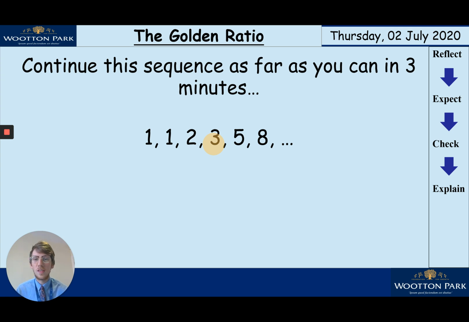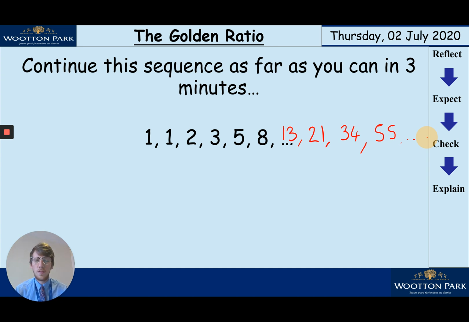So the rule is that you add the two previous terms to get the next term. So 1 and 1 gives me 2. 1 and 2 gives me 3. 2 add 3 is 5. 3 add 5 is 8. 5 add 8 would give me the next term, 13. 8 add 13 is 21, so the numbers start getting a bit bigger quite quickly. 13 add 21 is 34. 21 add 34 is 55. Okay, and hopefully you found a lot more than that, but we're going to stop at 55.